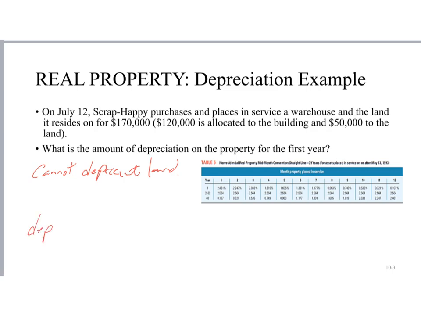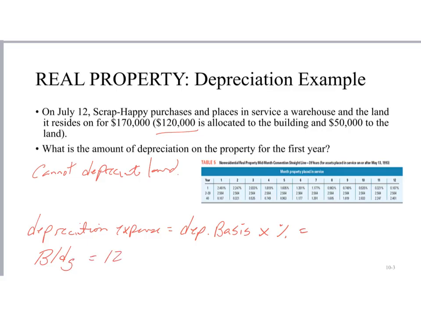All right, and so how do we figure out depreciation? Depreciation expense is equal to the depreciable basis times our percentage. That's all you've got to do. So what is our depreciable basis? Well, we're talking about the building, so that's $120,000. Now we have to figure out, remember, real property uses the mid-month convention.